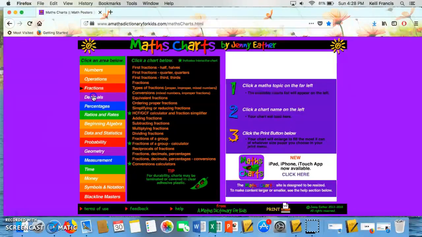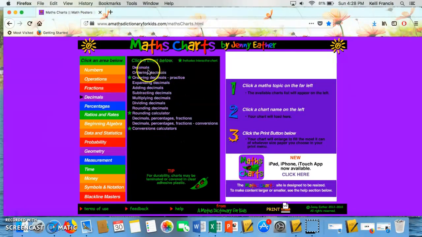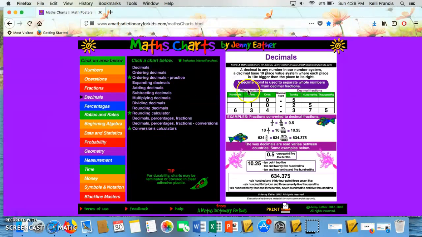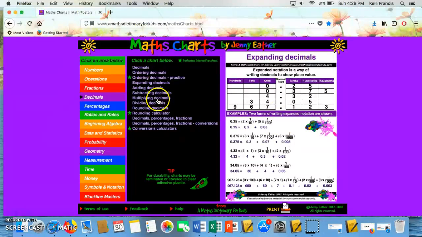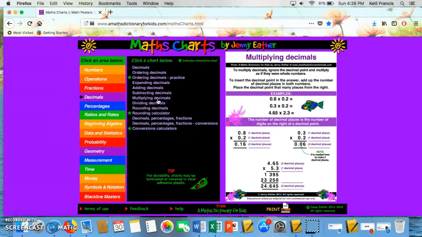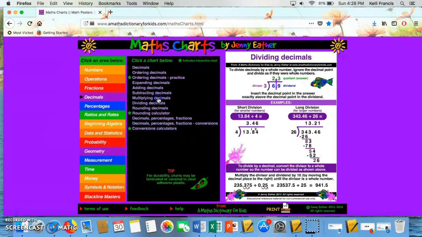We're going to be talking about decimals soon, how decimals are lined up, ordering decimals. There are practice sheets in there, expanding decimals, multiplying decimals. We're going to be talking about those really quick. So those are two that I'm going to be printing off for my students as well, so that they can take that home. They put them in their math folder, and they can always take the math folders home.